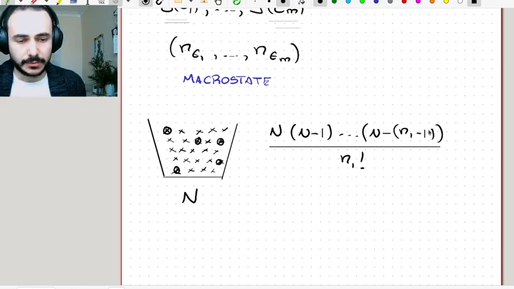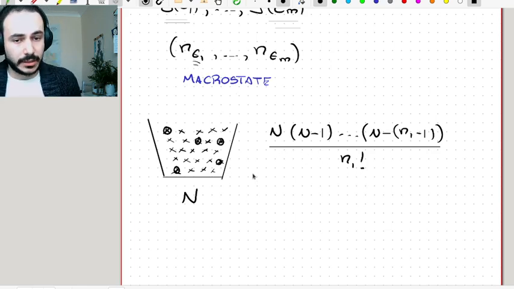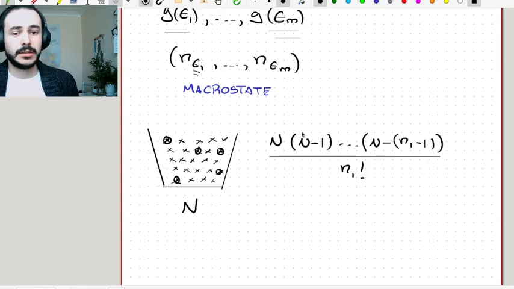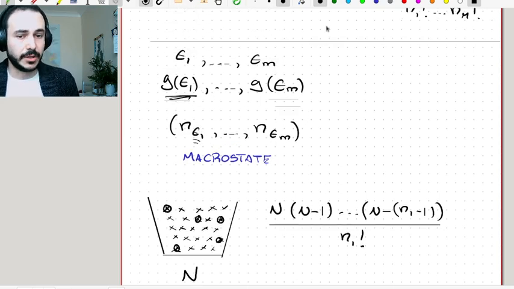But now, all of these particles don't go into a single cell. They can go into any cell that has energy E1. And how many cells like that are there? There are G of E1, the degeneracy of the energy level 1. This is called degeneracy.